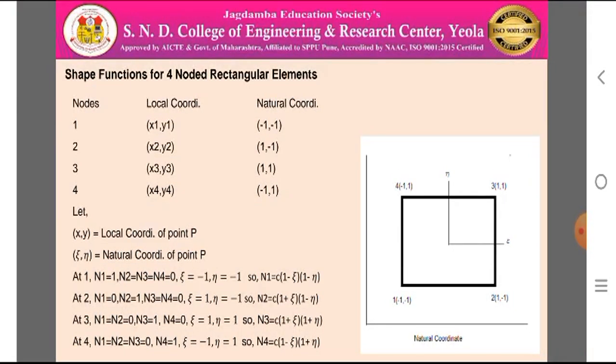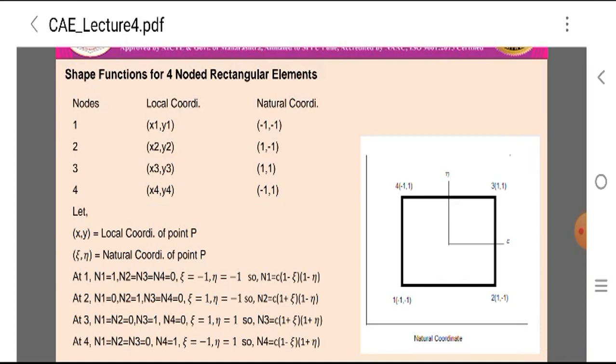Now, seeing this, at node 1, the local coordinate is x1, y1, while the natural coordinate is minus 1, minus 1. At node 2, the local coordinate is x2, y2, while the natural coordinate is 1, minus 1. At node 3, the local coordinate is x3, y3, while the natural coordinates are 1, 1. At node 4, the local coordinates are x4, y4, while the natural coordinates are minus 1, 1. The plane XY gives the local coordinates of any point P within the element. Similarly, epsilon, eta are the natural coordinates of that point within the element.